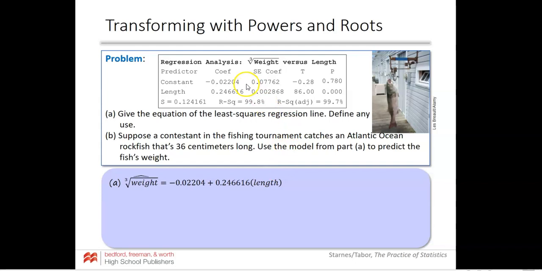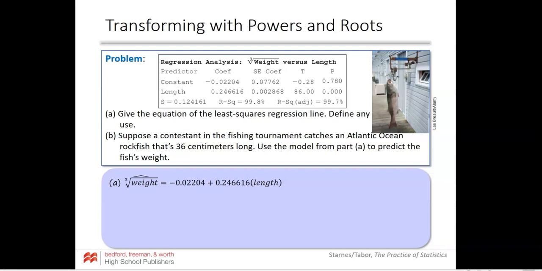If you're not used to this yet, when it says constant, the number next to that is the y-intercept. That's the negative 0.02204. It says coefficient, and the number below the constant is always the slope, in both computer formats. So I always remember that: the number below the y-intercept is always the slope. So the slope is 0.2466. You get better at identifying that after a while. This Minitab output from a computer becomes more normal.